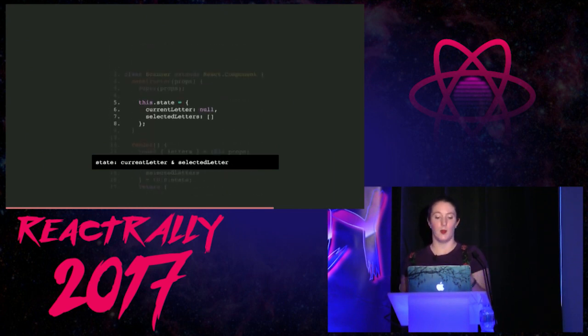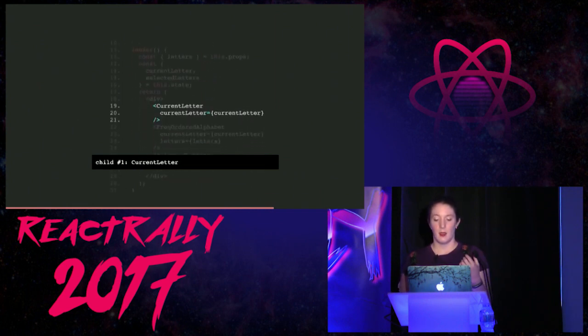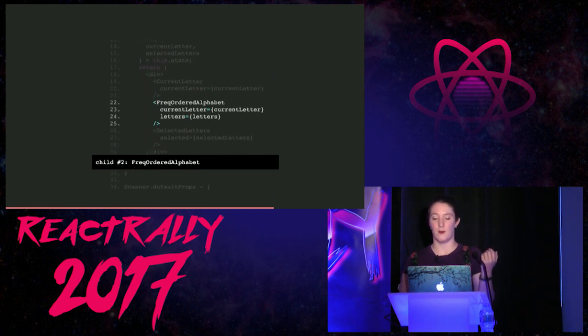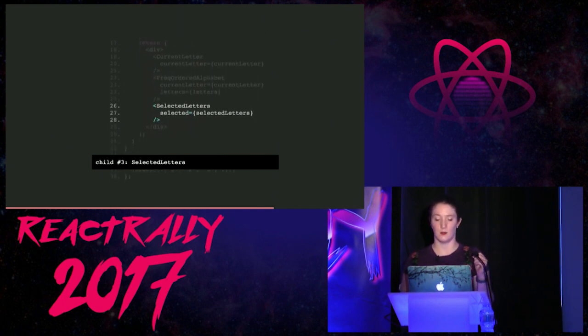The state that we're going to start with, at least, is the current letter and an array for the selected letters. And then we just get three components basically exactly aligning with those three boxes in the UI sketch. So the current letter, the frequency ordered alphabet, and the selected letters.